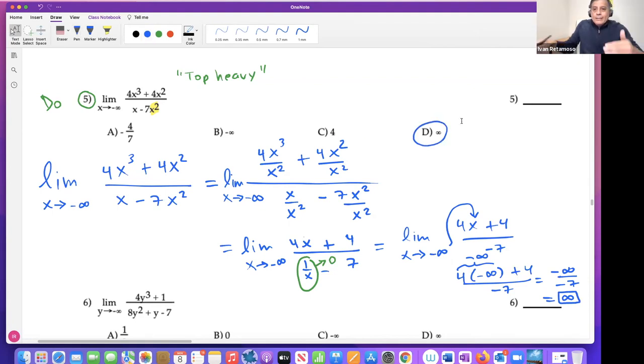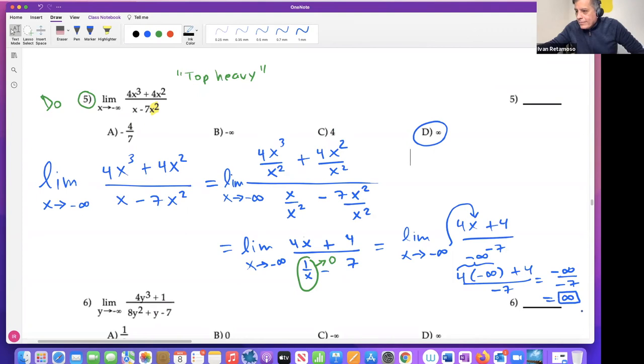We know in advance that it could be negative infinity or positive infinity. How do you know, Professor? Because it was top heavy, right? For top heavy, this is how they come out. So this one was out of the question, but which one turns out to be positive now, right? Positive, very good.